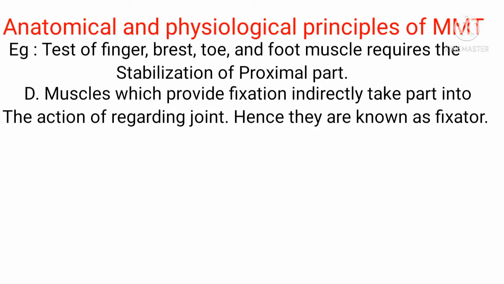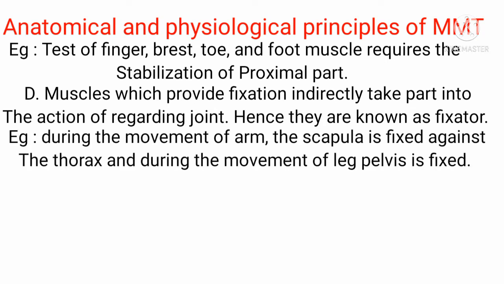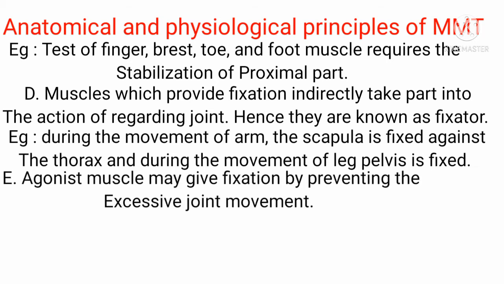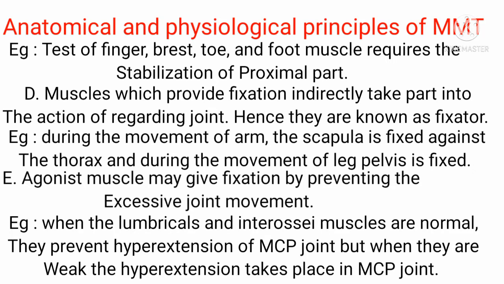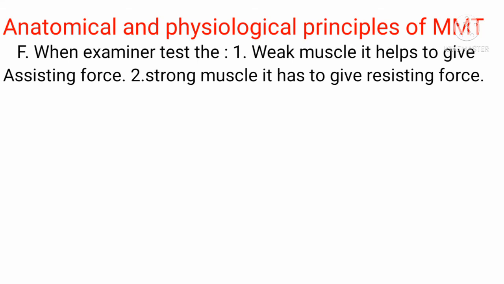Muscles which provide fixation indirectly take part in the action of the related joint, hence they are called fixators. For example, during movement of the arm, the scapula is fixed against the thorax, and during movement of the leg, the pelvis is fixed. Agonist muscles may give fixation by preventing excessive joint movement. For example, when the lumbricals and interossei muscles are normal, they prevent hyperextension of the MCP joint, but when they are weak, hyperextension takes place in the MCP joint. When the examiner tests the weak muscle, it helps to give an assisting force.